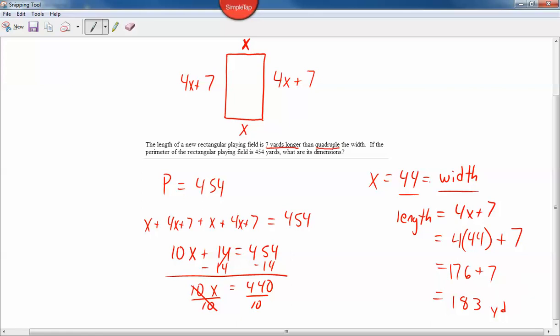Alright, so width is 44, length is 183. You would see something like this, 44 by 183. Or you may just see width equals 44 yards, length equals 183 yards. For a problem where you're trying to figure out width and length, it's always best to draw a picture. Kind of makes a little more sense if you do that.